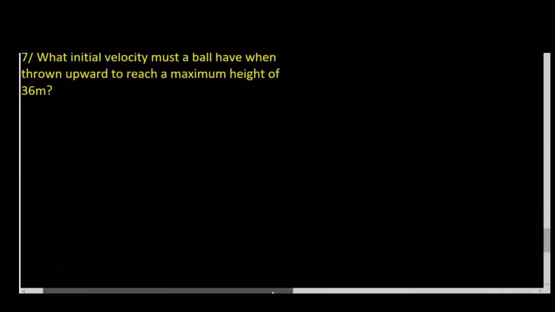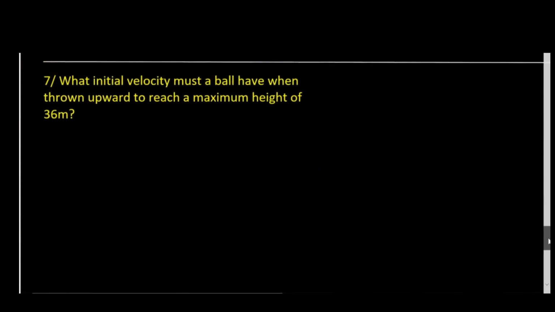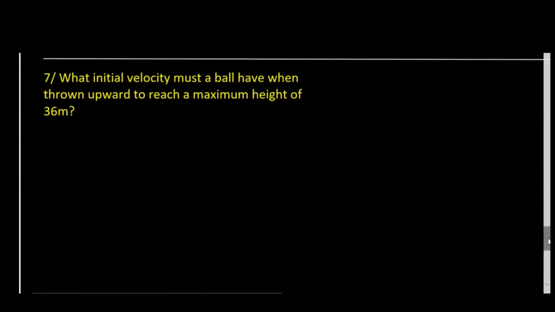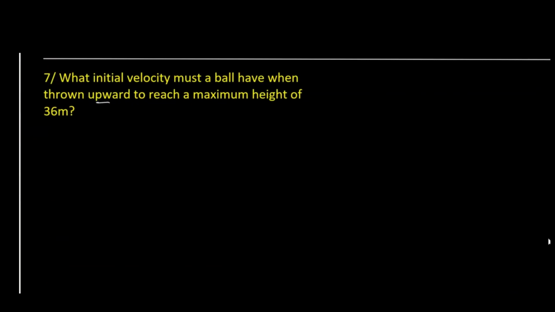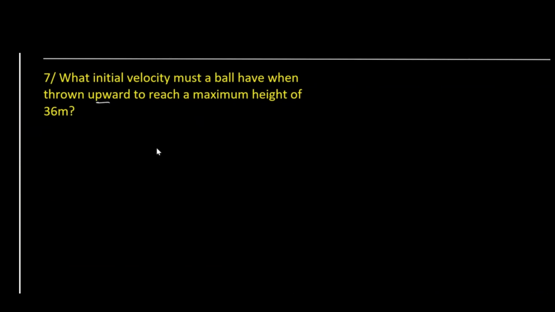All right, let's do this one. This is very interesting, it's like a game. What initial velocity must a ball have when thrown upward to reach a maximum height of 36 meters? As always, we have to create the picture. So this is the horizontal surface, maybe you are on the ground.